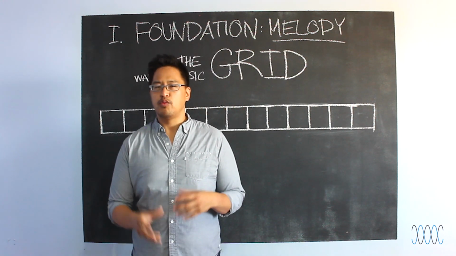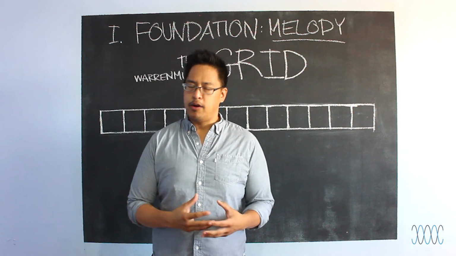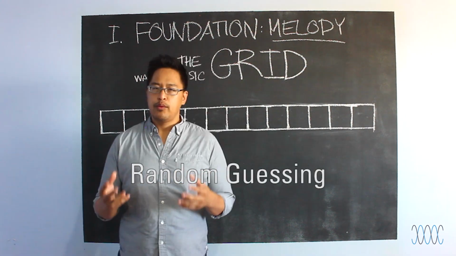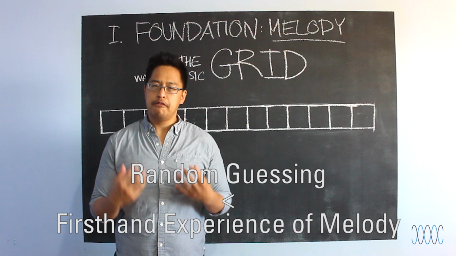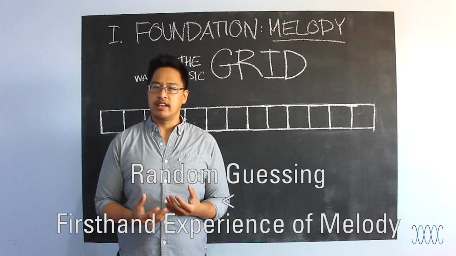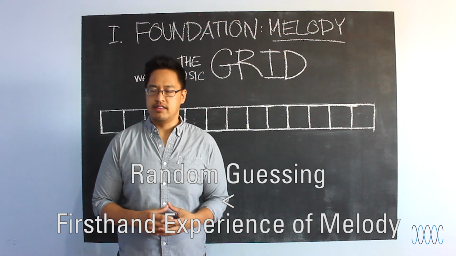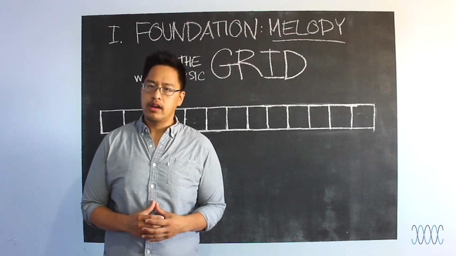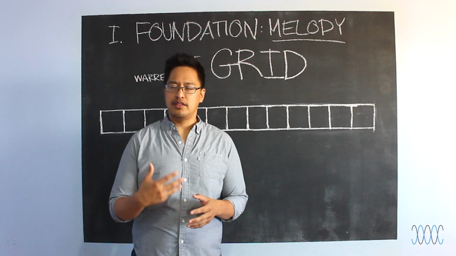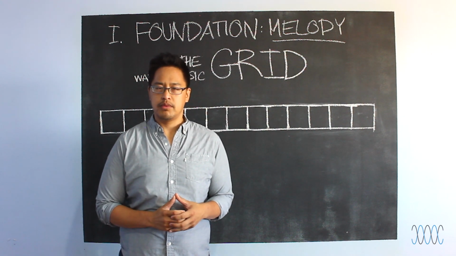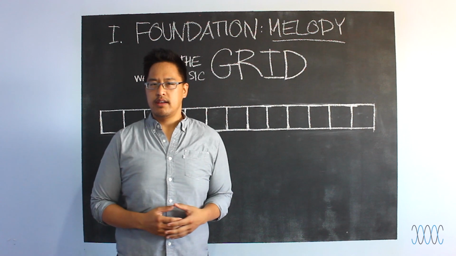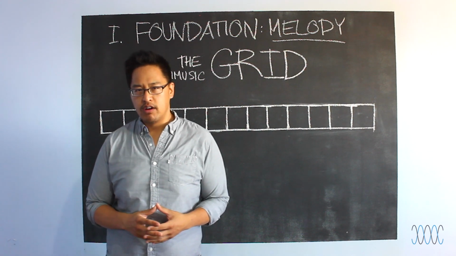Now we've talked about the random trial and error method of guessing with your instrument and how ineffective it is. And we know we must involve our ear in the process to gain a first-hand experience of melody. But how do we tell where in this grid the melody goes? How can we discern the exact distance of the jump? And in general, how do we approach other melodies, especially the difficult ones?